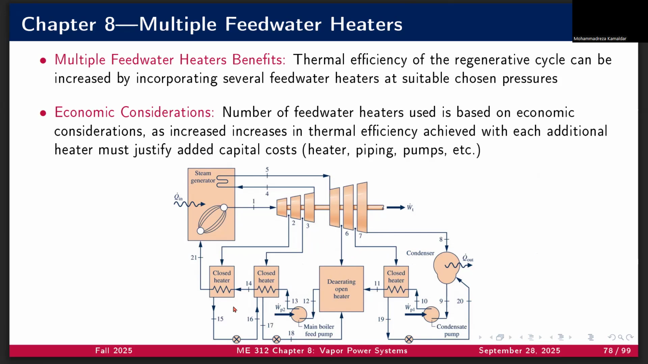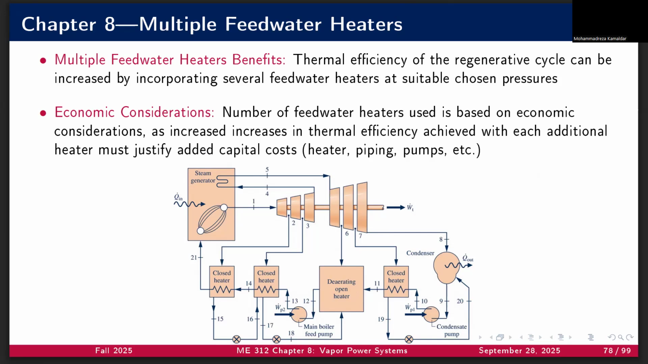So the number of feed water heaters used in a power plant is ultimately based on economic consideration. While each additional heater provides an increase in thermal efficiency, that increase becomes marginally smaller with every new component. So the marginal increase in thermal efficiency must be large enough to justify the added capital costs, right? This includes the cost of the heater vessel itself, the extensive piping, and also extra valves and any additional pumps needed for condensate management.